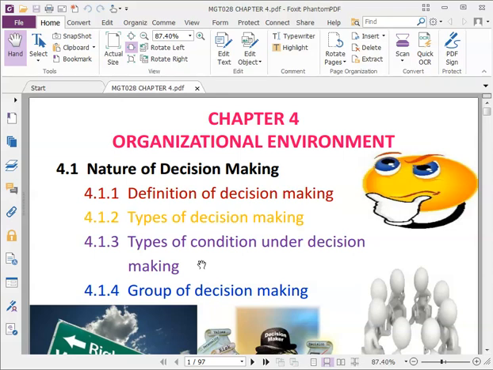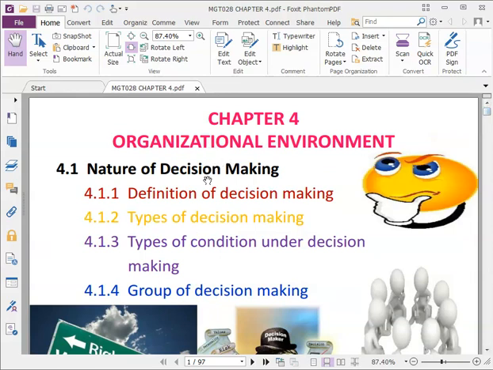Okay, let's look at chapter 4, organizational environment. That is the topic, the title for chapter number 4. So what is the objective? The learning outcome or learning objectives for chapter number 4.